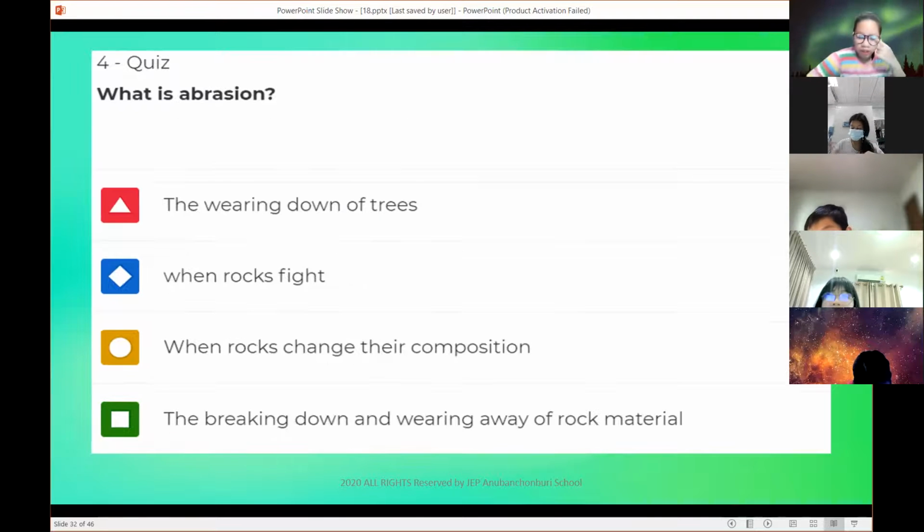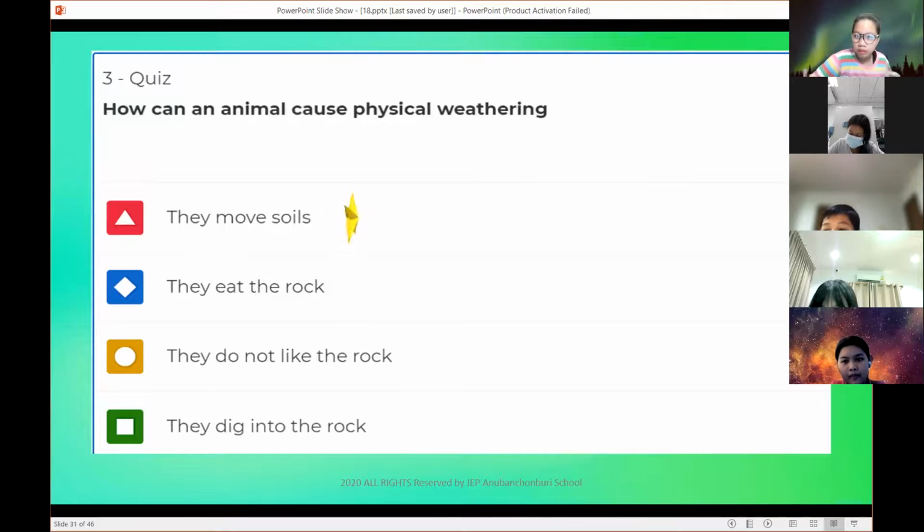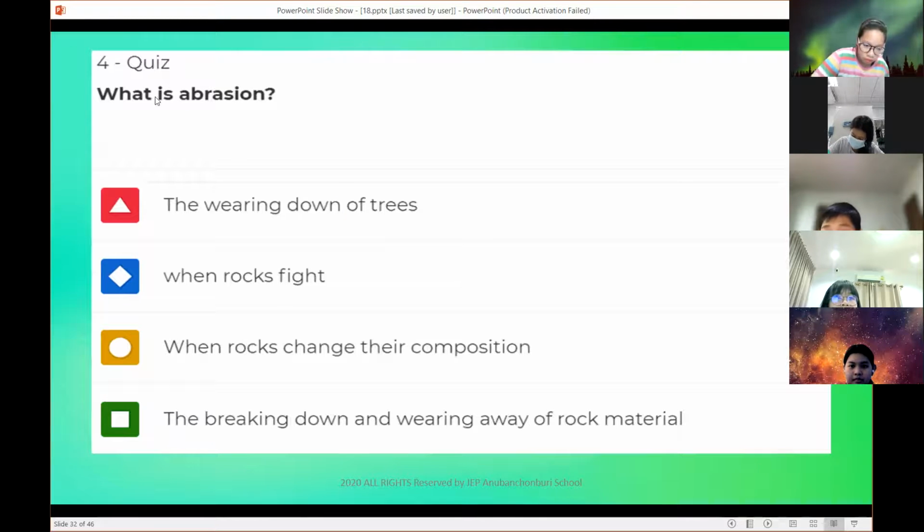Okay, I think you have plenty of time. If you want to copy the question and answer, up to you. Maybe we will do this one in the Kahoot next time. Okay. So next question. What is abrasion? Triangle, the wearing down of trees. Diamond, the rocks fight. Oh my God, the rocks are fighting. Letter C, when rocks change their composition. Or square, the breaking down and wearing away of rock material. What's your answer?